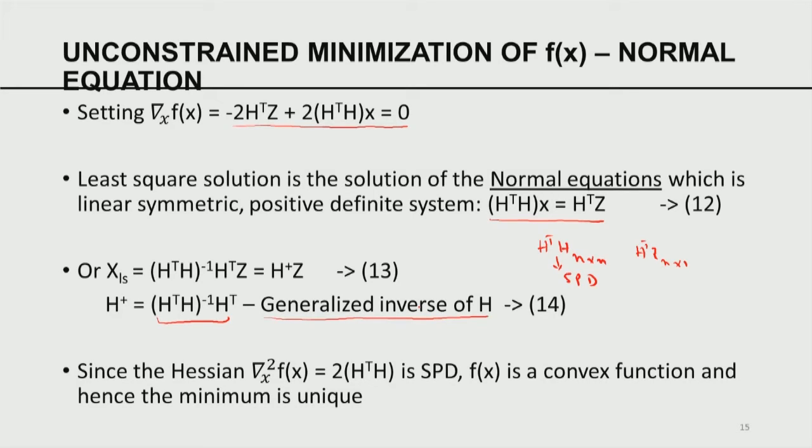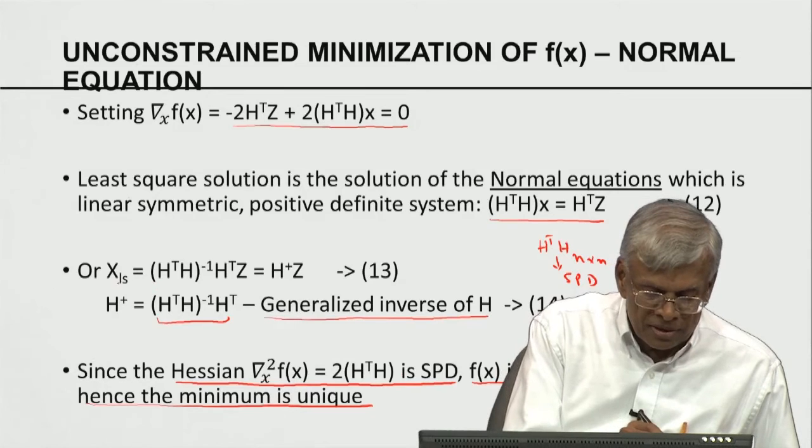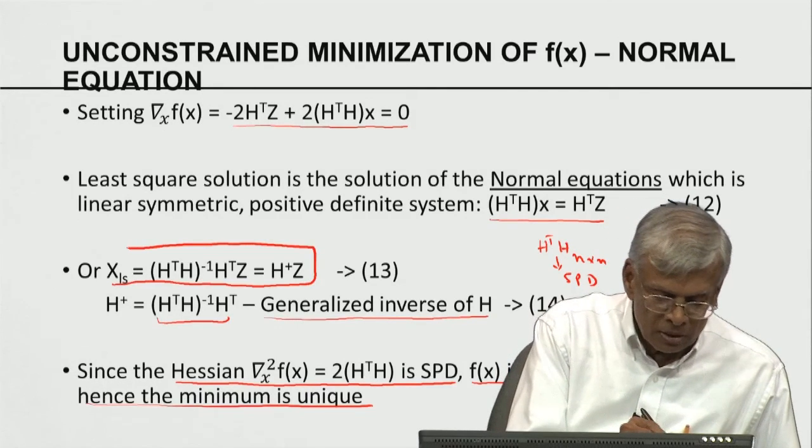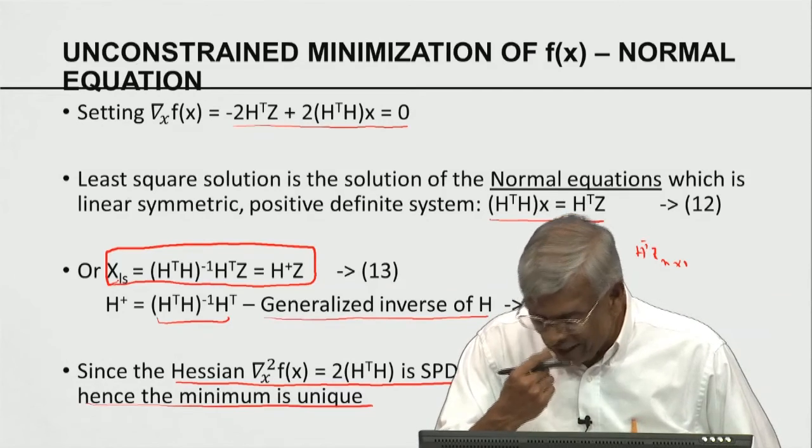And the solution defines the minimum because the Hessian is positive definite and f of x is a convex function, and hence the minimum is unique. The convexity of the function guarantees uniqueness of the minimum. Positive definiteness of the Hessian tells you the minimum is well defined. And the function is convex, therefore it is unique, it exists. So, we have in principle solved the linear least square problem. The solution of the linear least square problem is given by equation 13. So, this is the least square solution. The definition of the least square solution intrinsically relates to the definition of generalized inverse of matrices.